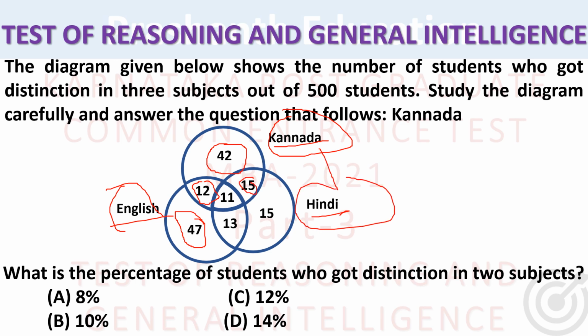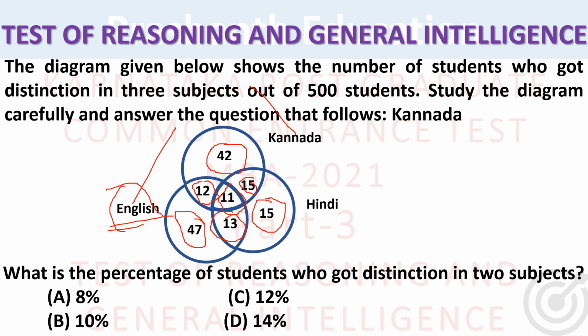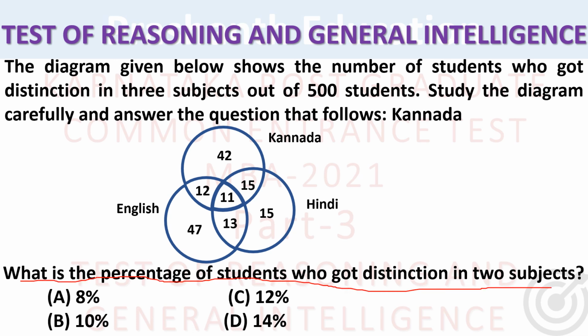Similarly, 15 students scored distinction in Hindi only, and 13 students scored distinction in English and Hindi, and overall in all 3 subjects, Kannada, English and Hindi, 11 students scored the distinction. This is how we interpret it. Now let's look at the question they're asking us to solve. What is the percentage of students who got distinction in 2 subjects?